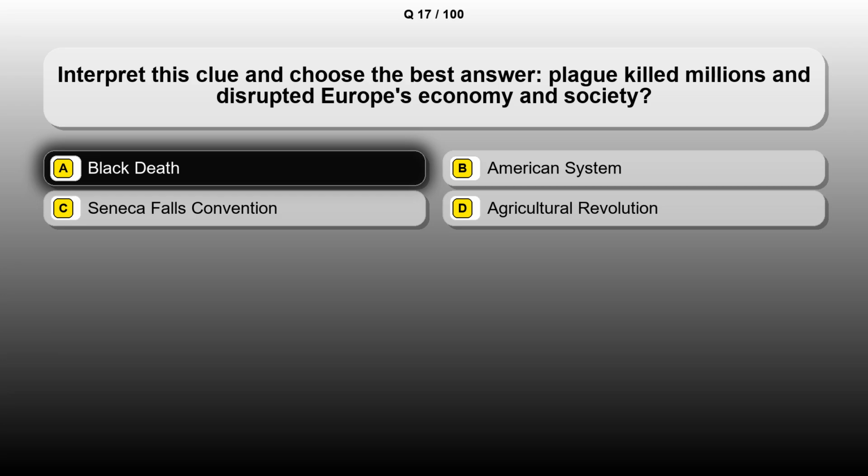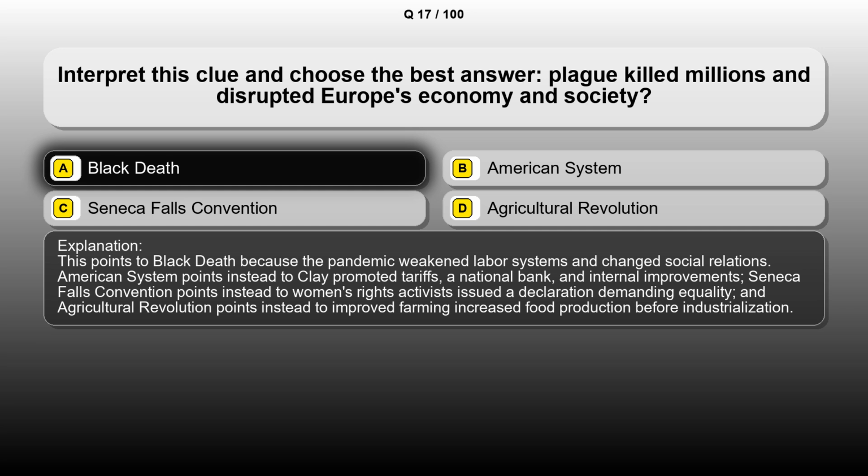The correct answer is option A, Black Death. This points to Black Death because the pandemic weakened labor systems and changed social relations. American System points instead to Clay promoted tariffs, a national bank, and internal improvements. Seneca Falls Convention points instead to women's rights activists issued a declaration demanding equality, and Agricultural Revolution points instead to improved farming increased food production before industrialization.